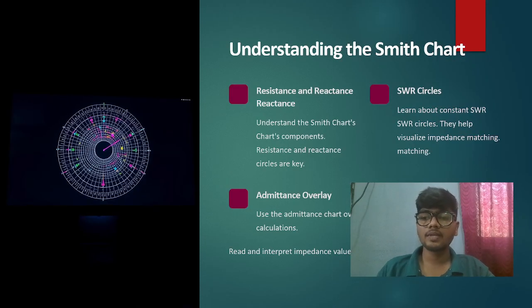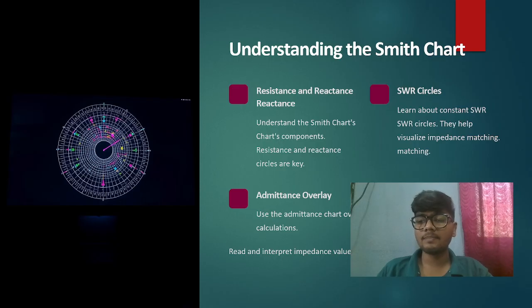Understanding the Smith chart. In the Smith chart there are resistance and reactance, SWR circles, and admittance overlay. In resistance and reactance, understand the Smith chart's components. Resistance and reactance circles are key. And next, SWR circles. In SWR circles, learn about constant SWR circles. They help visualize impedance matching and admittance overlay.